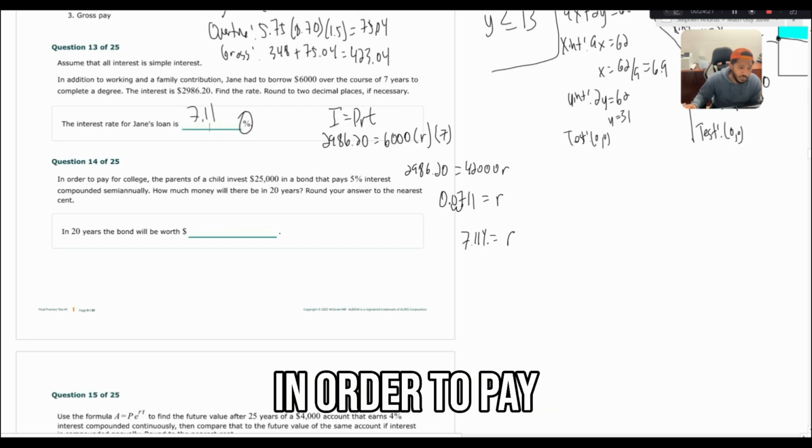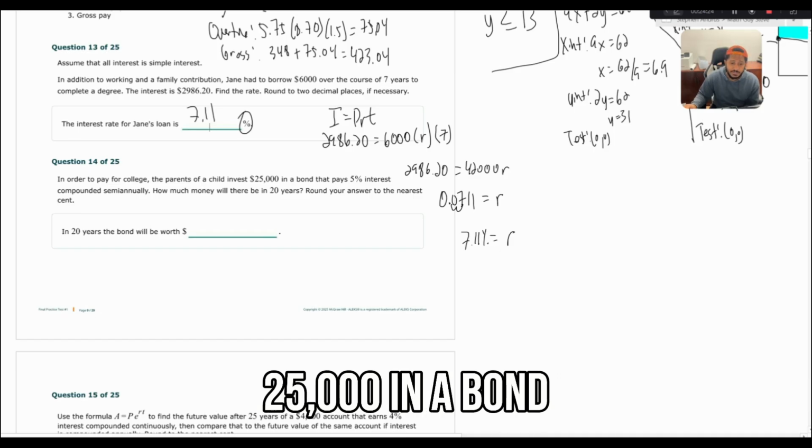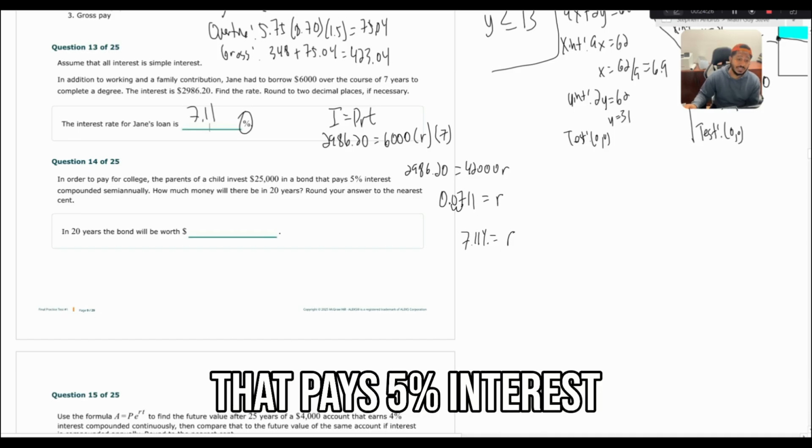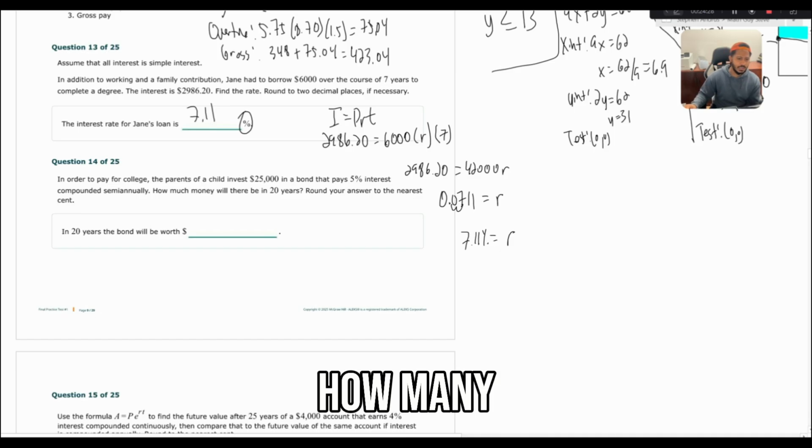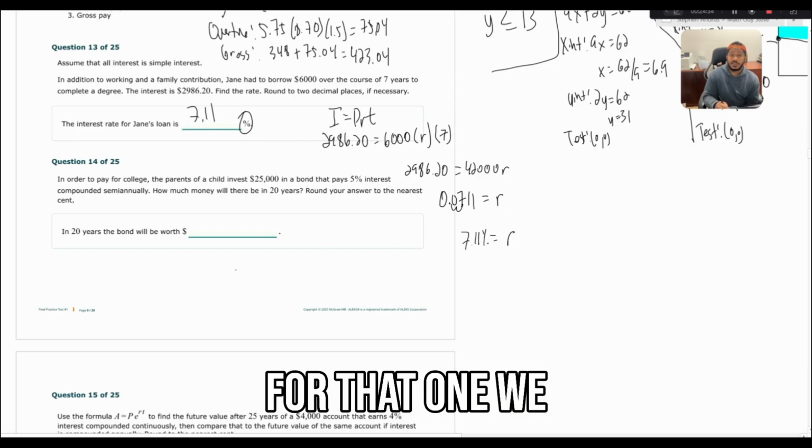All right, question 14 says, in order to pay for college, the parents of a child invest $25,000 in a bond that pays 5% interest, compounded semi-annually. How much money will there be in 20 years? Round the answer to the nearest cent. So for that one, we have to use a different formula.